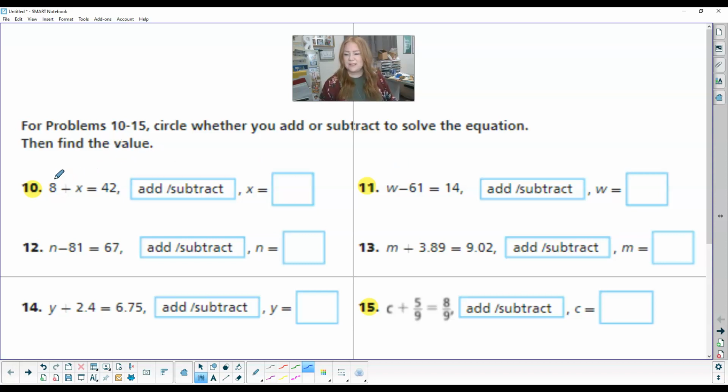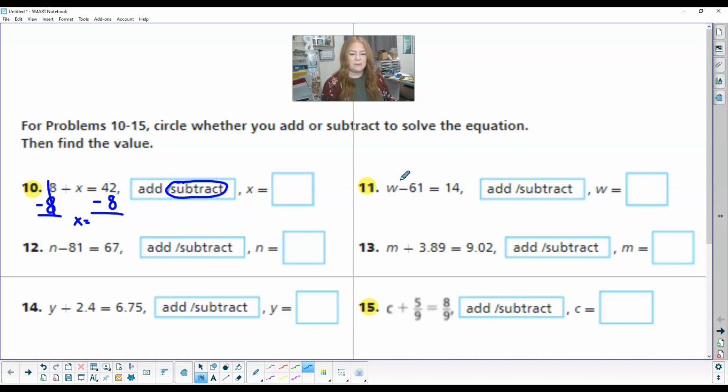Number 10 here says 8 plus x equals 42. So I want to get x alone, so this is a positive 8. So I need to subtract 8. So I'm going to subtract, and then I need to show my proof that I'm taking away 8 on both sides. So 8 minus 8 cancels out to 0. So I'm left with x equals 42 minus 8. I'm going to let you finish that part there.